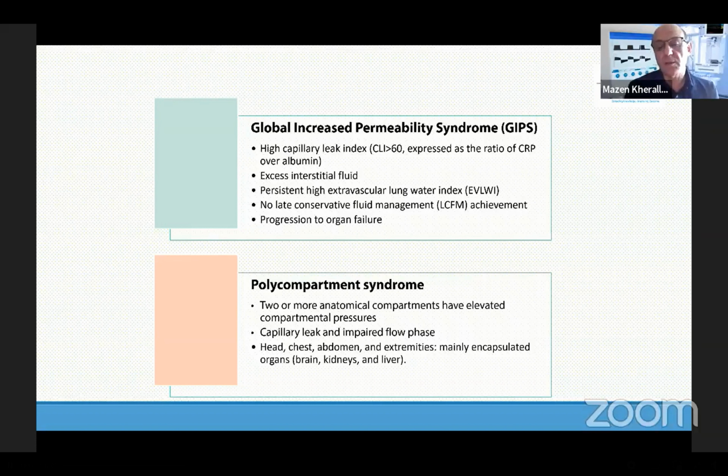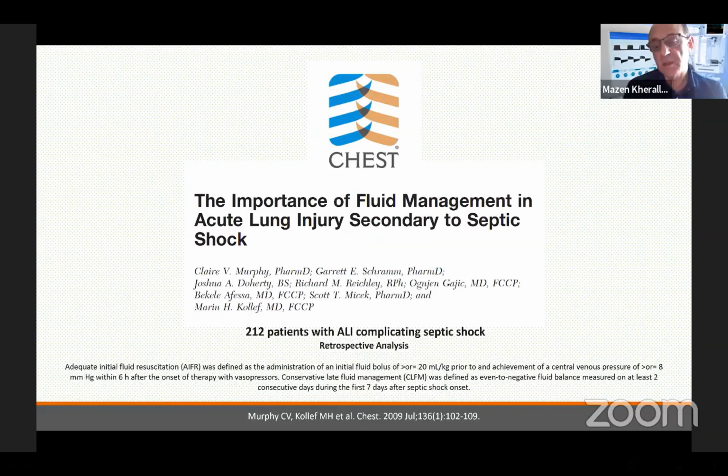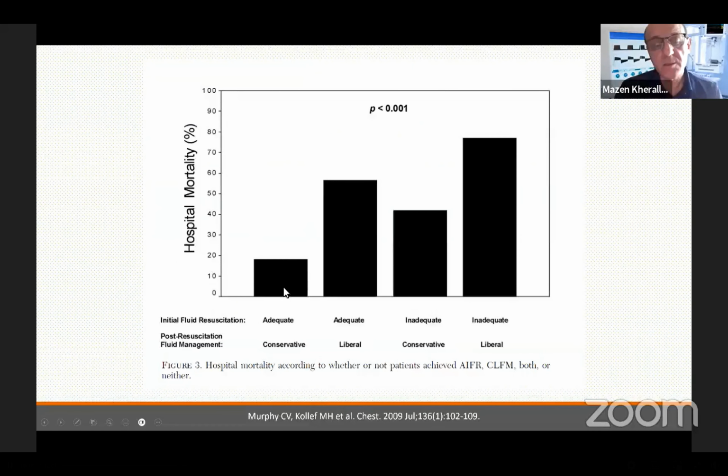If you have two or more anatomical compartments with elevated compartmental pressures, this is what we call poly-compartment syndrome, and we talked about that. Now, if you look in the literature at the outcome of those patients with different fluid management strategies, this study, I believe in 2009, included 212 patients with acute lung injury complicating septic shock. You can see here that if our initial fluid resuscitation was adequate and our post-resuscitation fluid management was conservative, this would be associated with better outcome compared to any other strategy. If you have adequate initial fluid resuscitation, but you continued giving fluid, look at the mortality, 55-60% compared to around 20%.